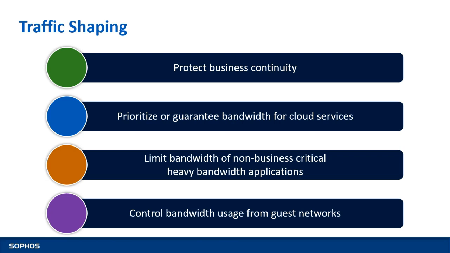Okay, so traffic shaping is mainly implemented to protect business continuity. With the increasing use of cloud services, it is important to prioritize and guarantee the bandwidth of critical applications. Another approach is to limit the bandwidth of high bandwidth applications that are not critical to the business, such as downloads, and traffic shaping is also a great tool to control the amount of bandwidth used by the guest networks, ensuring that they do not affect the most important business use.